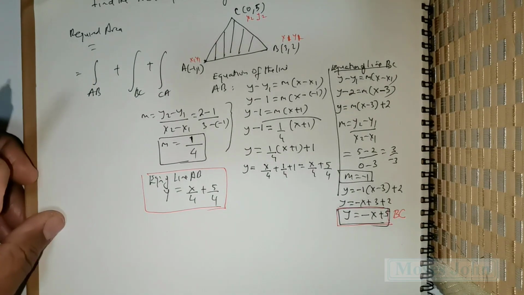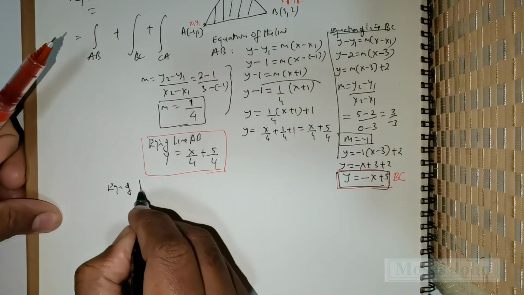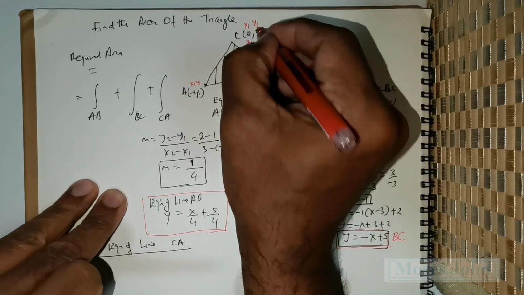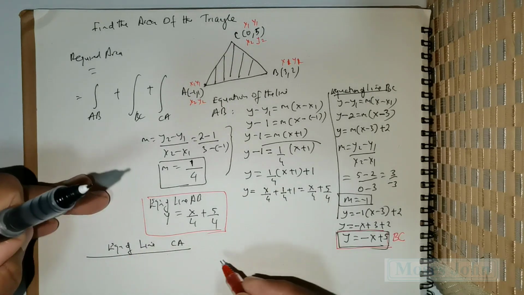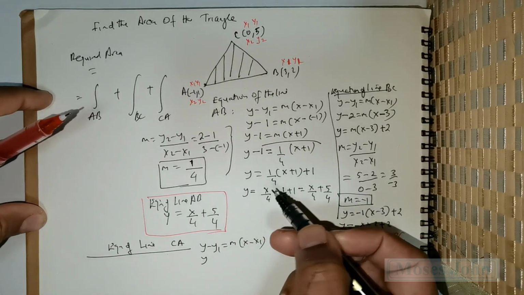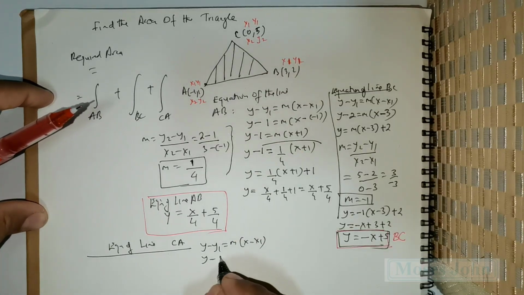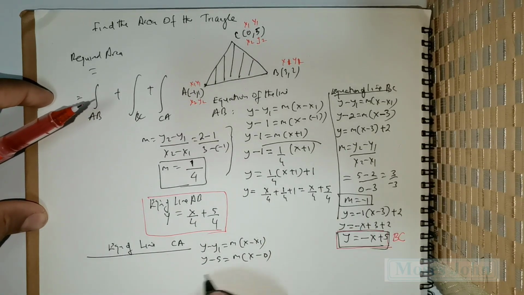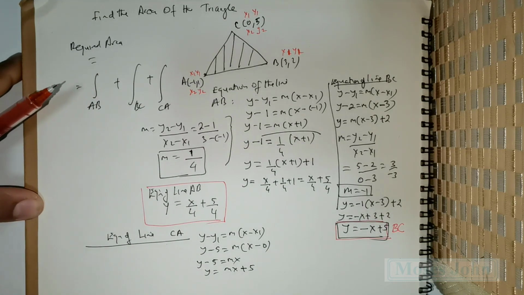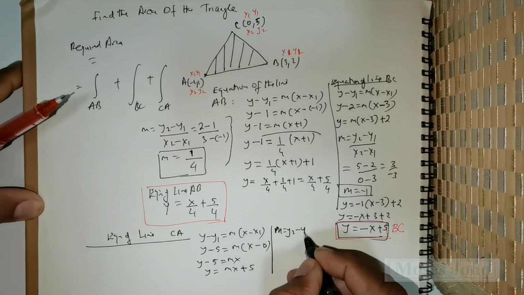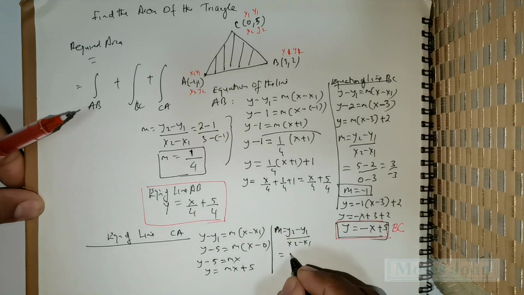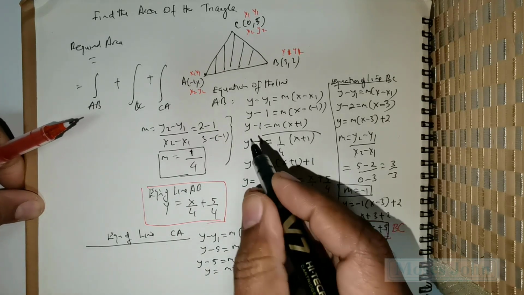Okay. Now we need to obtain the equation of line CA. So I would take this point as x1, y1 and this point as x2, y2. If I write the line equation, y minus y1 is equal to m times x minus x1, my y1 is going to be 5 there, and my x1 is going to be 0. So this is y minus 5 is equal to m times x, so y is equal to mx plus 5. Now I need to obtain the slope, so I will do the slope here. So m is equal to (y2 minus y1) divided by (x2 minus x1), where my y2 is going to be 1 and my y1 is going to be 5.